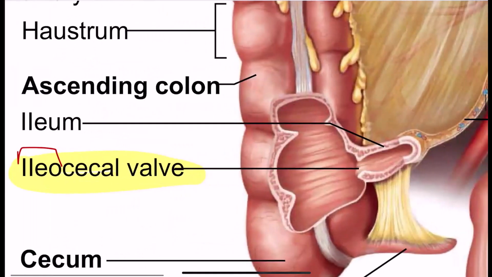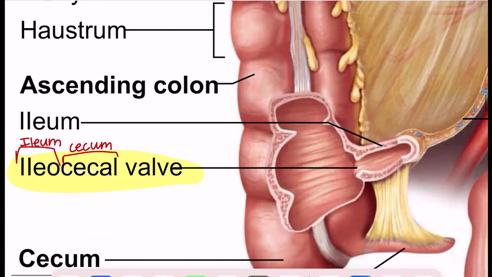Here, I'll zoom in. Ileum. And then the first portion of the large intestine is called the cecum. So there's the ileocecal valve, which is kind of that entryway from here to there.